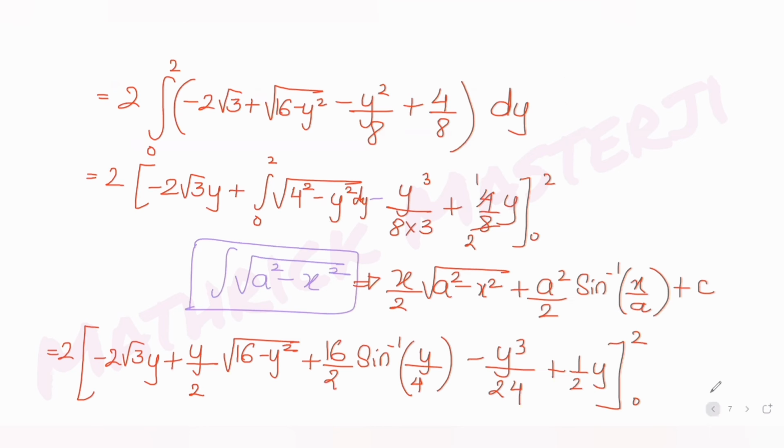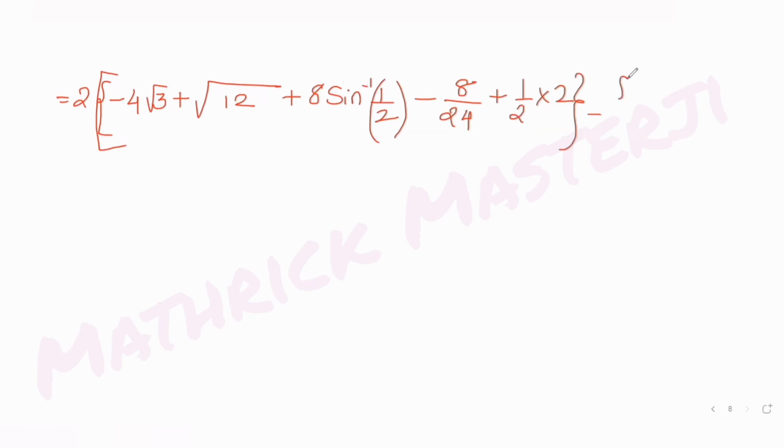Minus, if I apply my values of y as 0 now, this becomes 0, this becomes 0. Here you get 16 by 2 sine inverse of 0 over 4, which is again 0. This is also 0, this is also 0. So the entire second term becomes 0. So if I just solve this expression, I get the answer for the question which is asked to us.